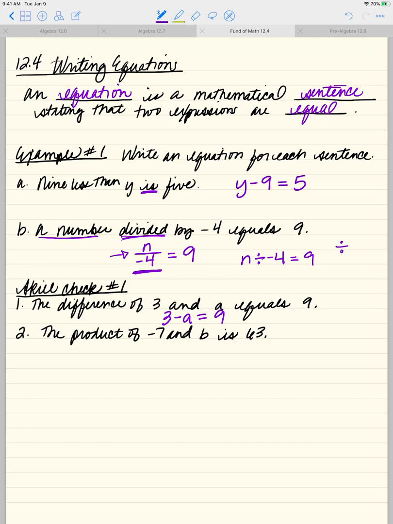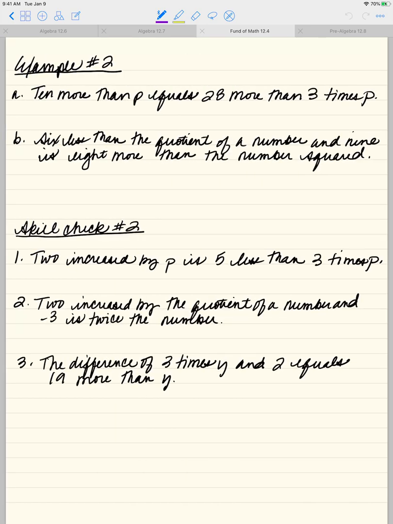Okay. 2, the product of -7 and b is 63. Product tells me multiplication, so I am multiplying -7 and b. -7b is, there's my keyword for equals, -7b is 63. And done. Okay.